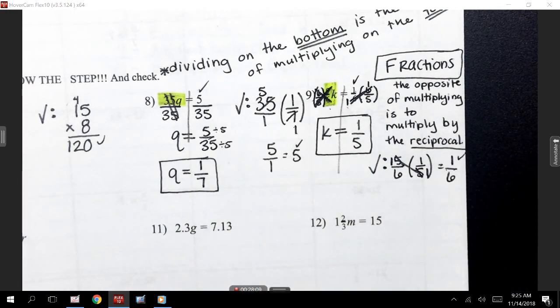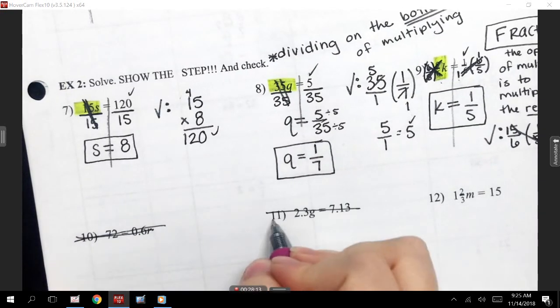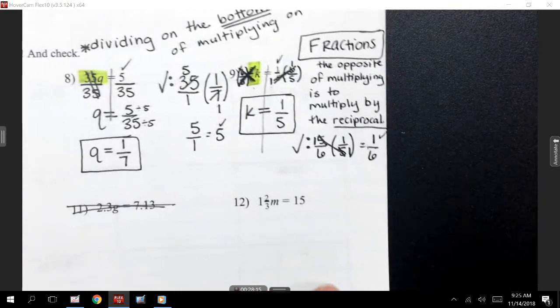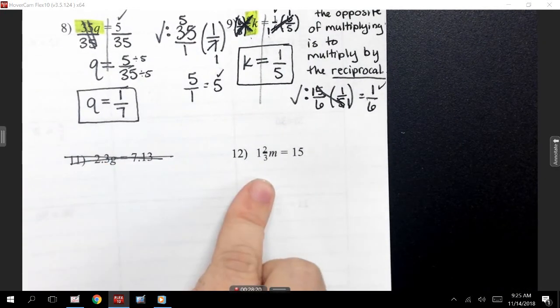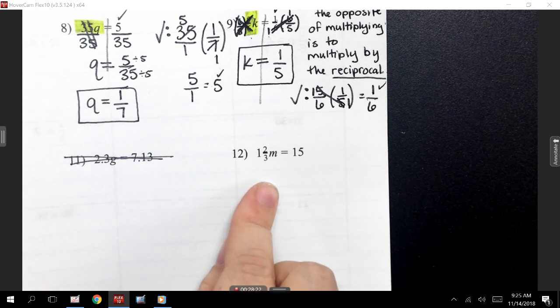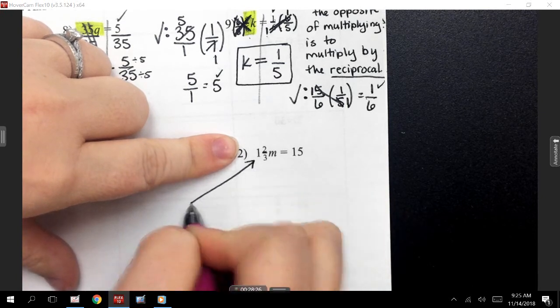All right. Guys, we're going to mark out 10 and 11. Again, we did not have as much time to do the decimals as I had hoped, but we do need to do 12. 12 is going to be really important. All right. What do you notice about 12? It's a fraction, but, Dylan, it's a mixed number. Guys, mixed numbers are bad news.